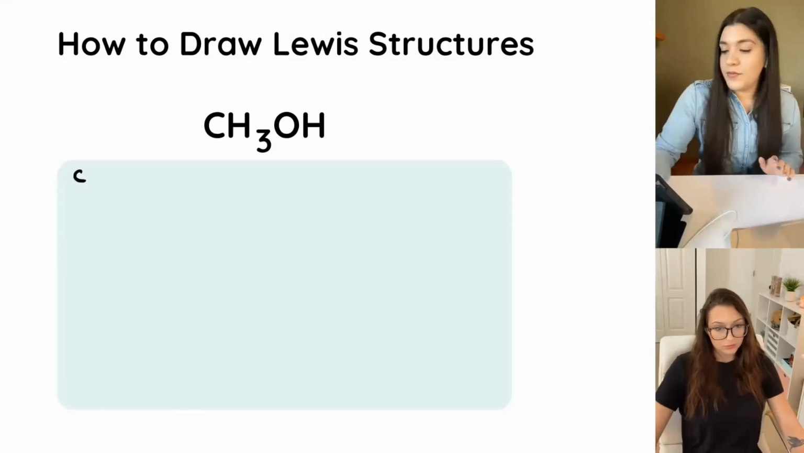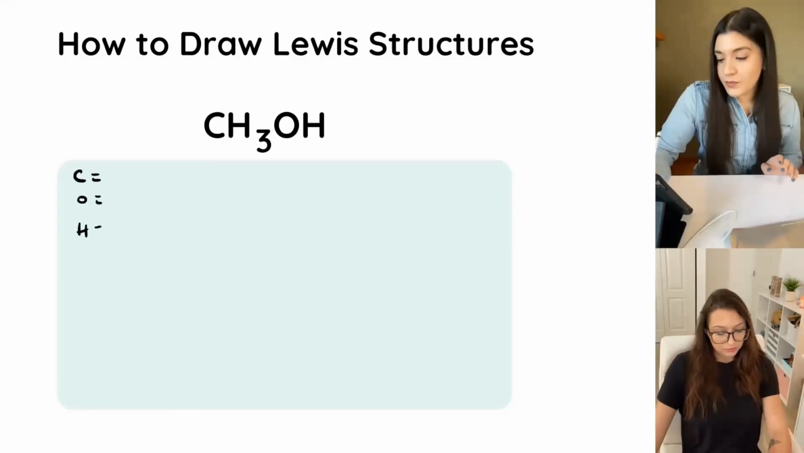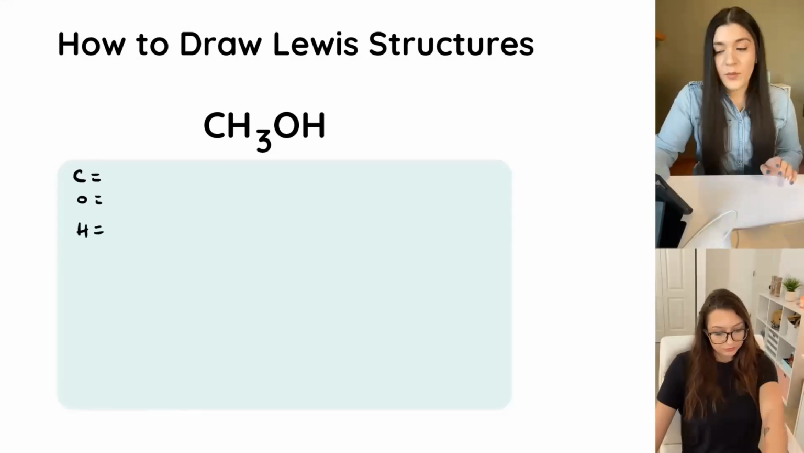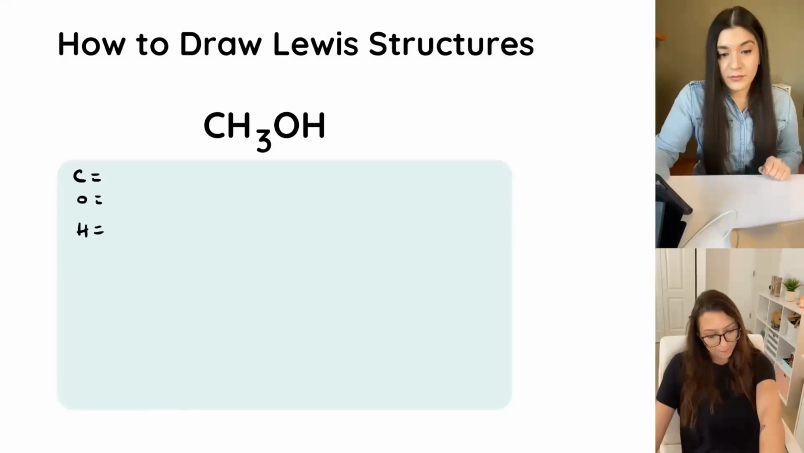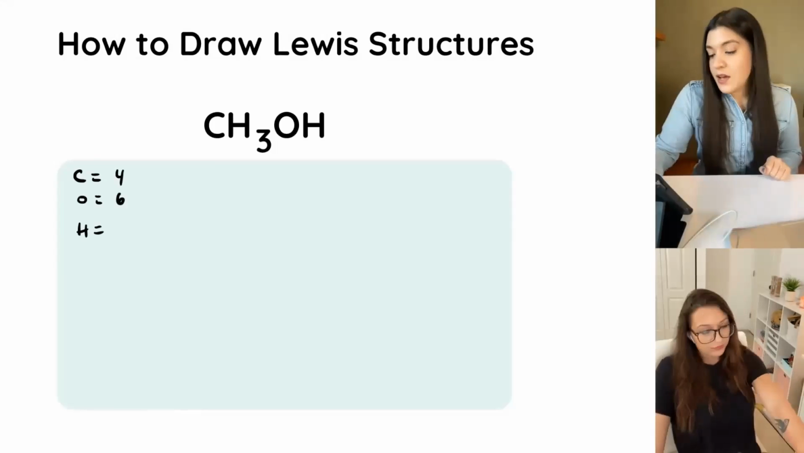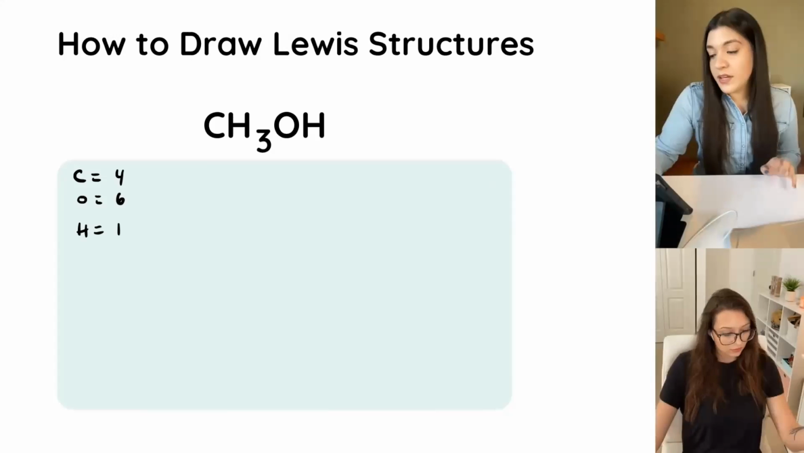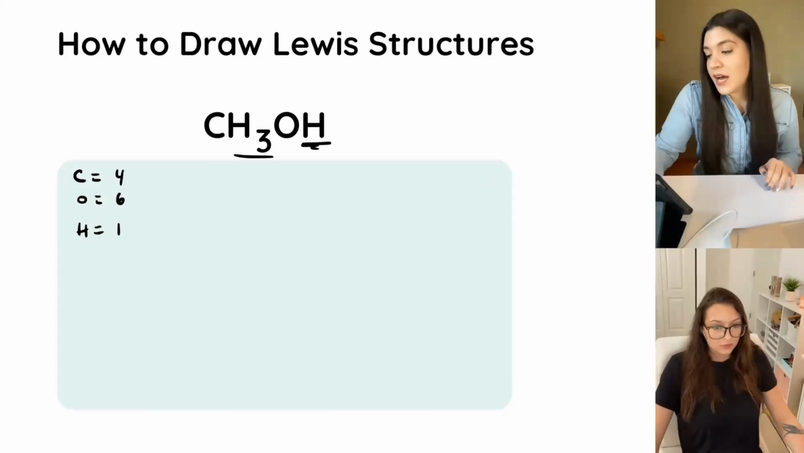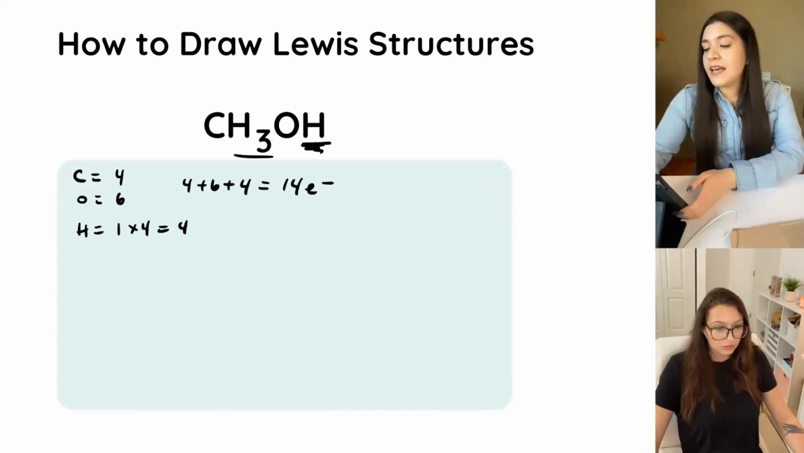Before I do that, I have to figure out how many valence electrons there are in total. So carbon has how many valence electrons? 4. Good. What about oxygen? 6. Perfect. And hydrogen we know has 1. Don't forget about actually counting them all. So this is 3 plus an additional 1 at the end. So there are 4 hydrogens. 1 times 4 is 4. We'll add everything up. 4 plus 6 plus 4 gives us 14 electrons. And then we said that our carbon and our oxygen were our central atoms.